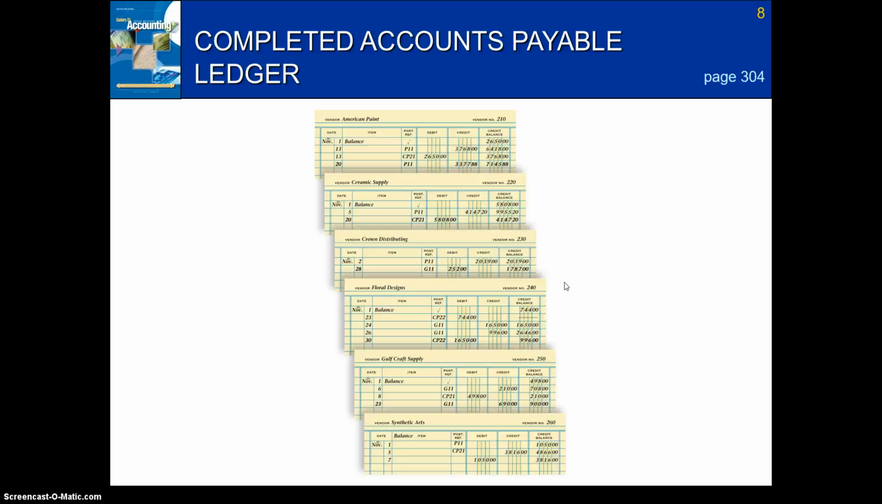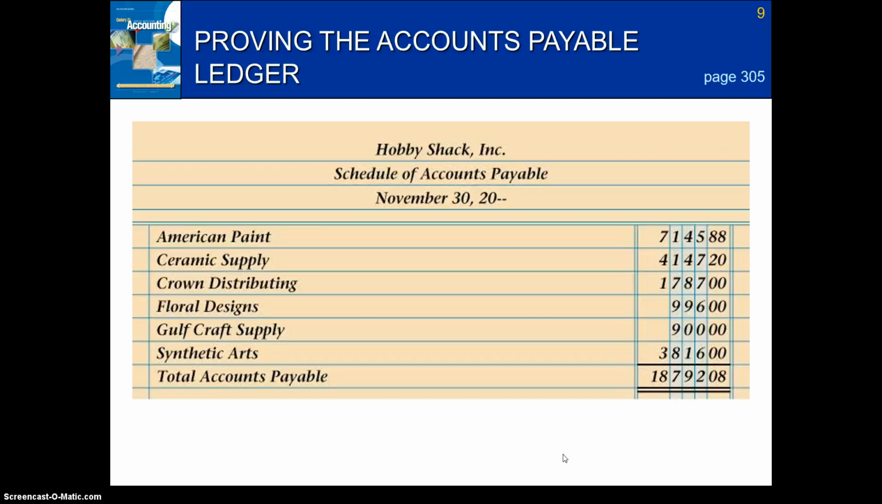So when you get finished, you will have a completed accounts payable ledger that looks like this. So you can see here, American Paint, we owe them a little over $7,000, Ceramic Supply, a little over $4,000, Crown Distributing, Floral Design, Golf Craft Supply, and Synthetic Arts. We are going to prove the accounts payable ledger by creating a schedule of accounts. Basically, a schedule of accounts just lists all of the people that are in that subsidiary ledger that you owe money to. So if any of these have a zero balance, you do not put them on here. You're going to skip them.